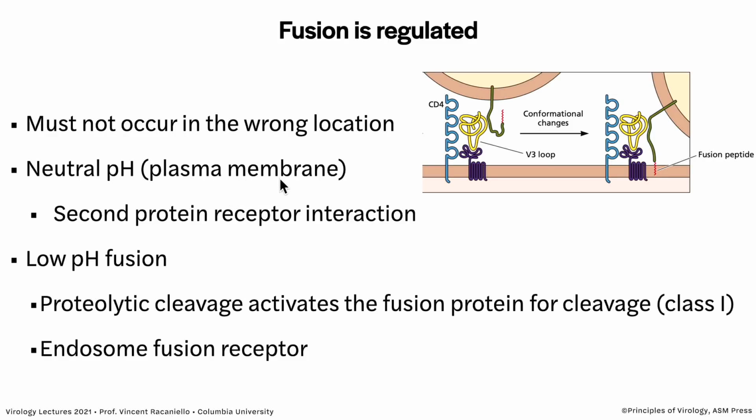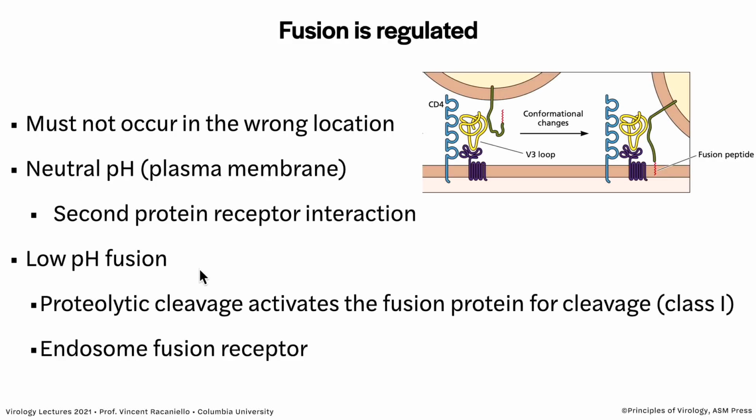And I've told you a couple of ways it's regulated today. At the plasma membrane, fusion occurs at neutral pH, right? The plasma membrane is not acidified. You need a second protein receptor interaction. You can have the paramyxovirus, where the virus protein interacts with the receptor, and that triggers the F protein to come out. Or in the case of HIV, you have 2 protein receptors.